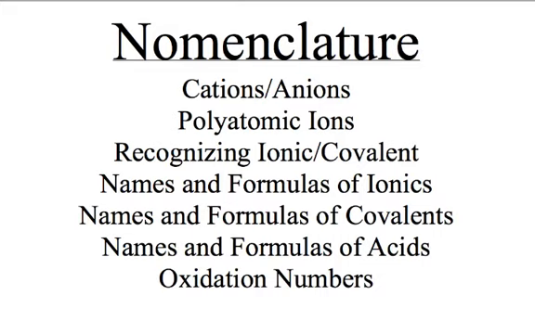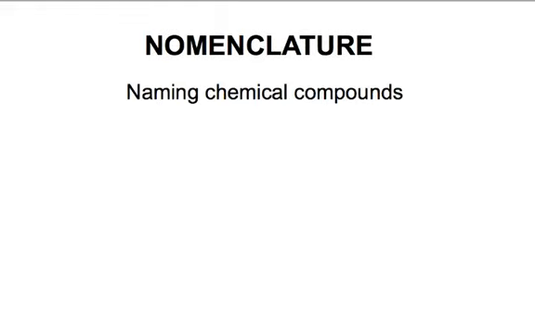You need to be able to recognize the difference between ionic and covalent compounds. Remember, an ionic compound is a metal and a nonmetal, covalent is two nonmetals. You need to be able to name and write formulas for ionic compounds, covalent compounds, and acids. And we'll get to oxidation numbers in just a little bit. So, for right now, nomenclature, if you'll remember, is just naming chemical compounds.